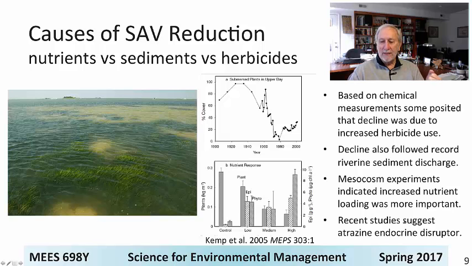Fast forward, now there's a recent resurgence in interest and concern about atrazine, one of the principal herbicides that is used, but not so much in terms of what it does to the SAV, but as an endocrine disruptor to animal life living in the tidal waters of the bay.